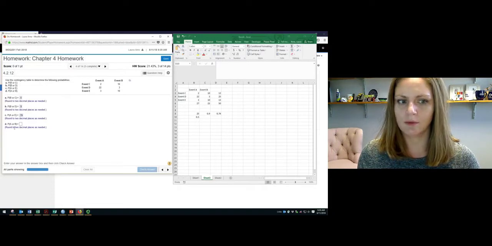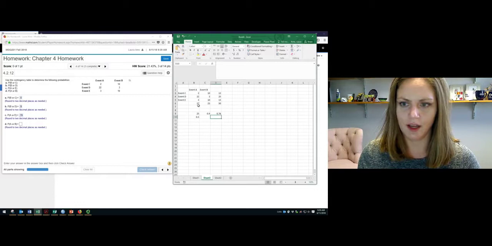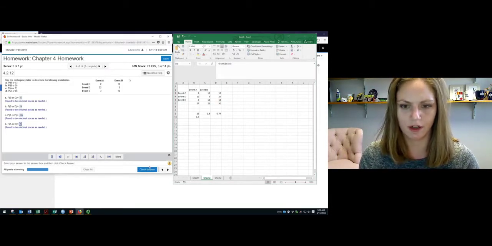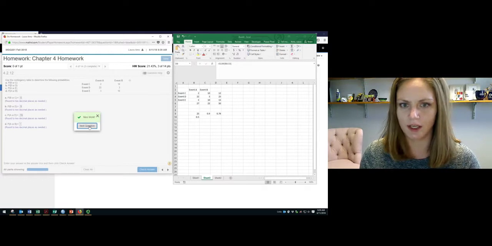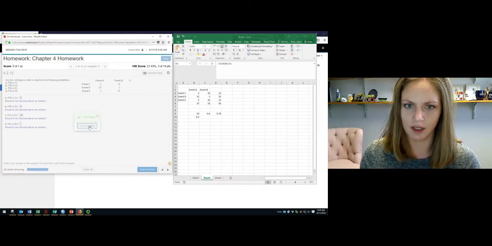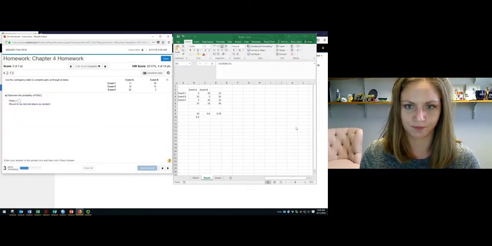Now here they're asking the probability of A or B. And actually, A or B, the total is going to be 50. So it's 100% that we're either going to get event A or event B, so we can just put 1 there. Likewise, if they ask you the probability of getting C or D or E, that also is going to be 100%.